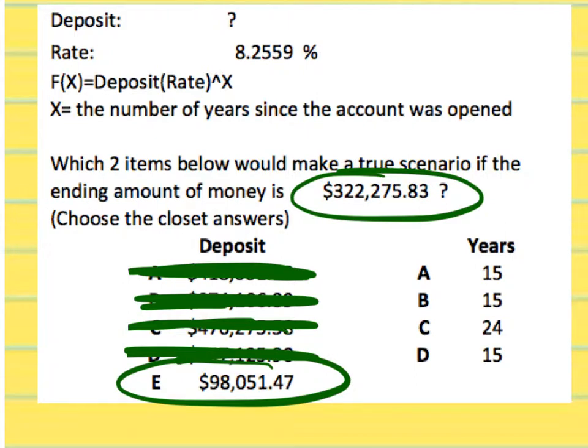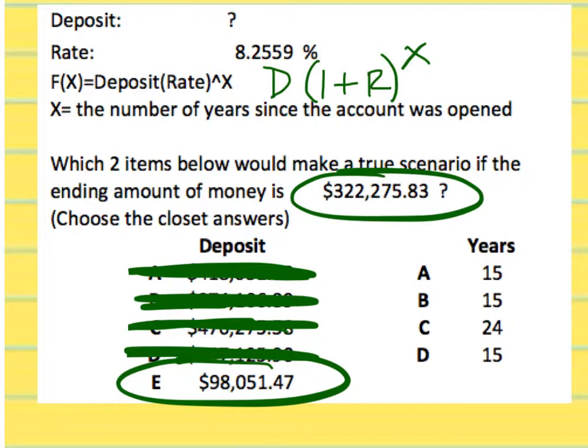The rate is 8.2559%. Now, it's not just the rate. It would have to be the rate plus 1, and then you're going to raise that to a power. So over here you should have the formula looking like this: deposit times 1 plus r, and then raise to the x power. So we have our 98,000 in the calculator.